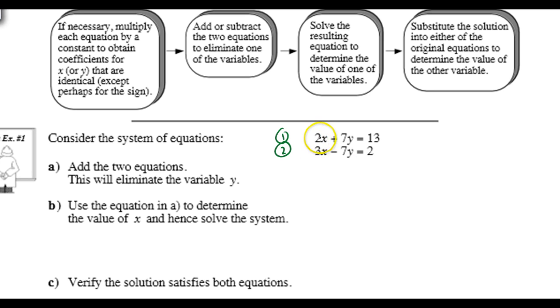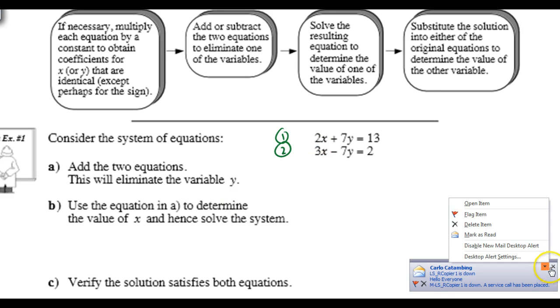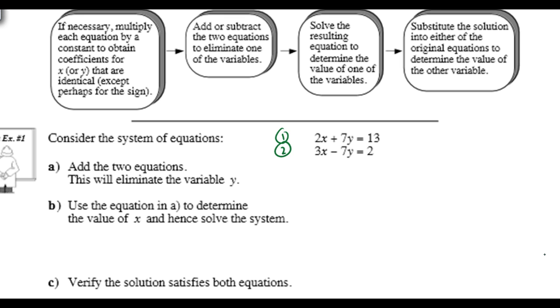Once we have our two equations, we can either choose to add them or subtract them depending on what the signs are here. So the first thing you want to do is make sure you have at least one of the variables the same. In other words, I have my y's here, and I have 7 here and 7 here. Once you get to that point, you can go ahead and either add or subtract.